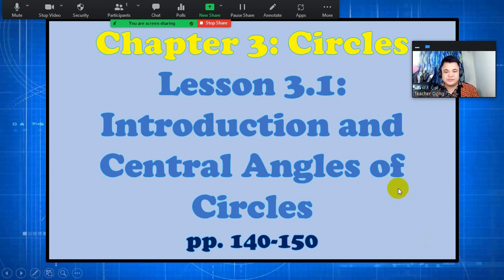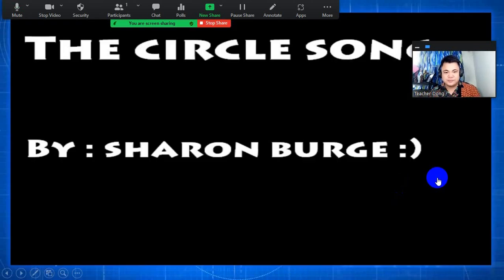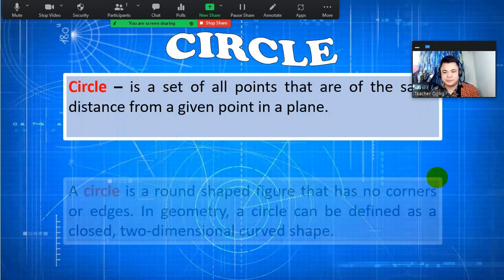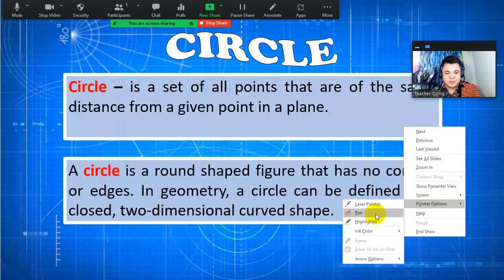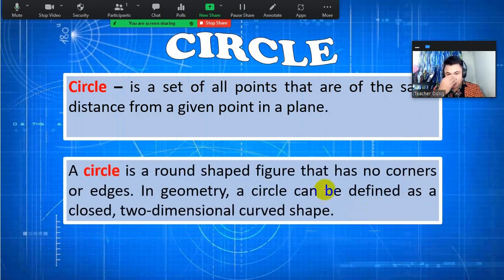Let's proceed. So let's define what a circle is. A circle is a set of all points that are of the same distance from a given point in a plane. Alright, so that is the general definition.